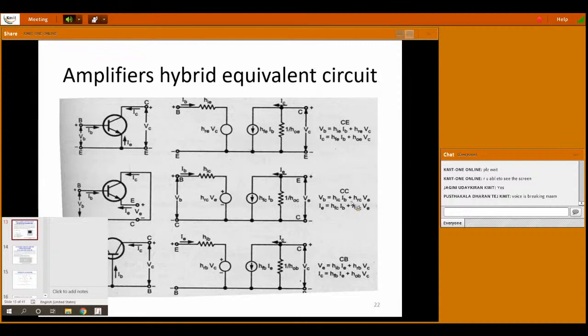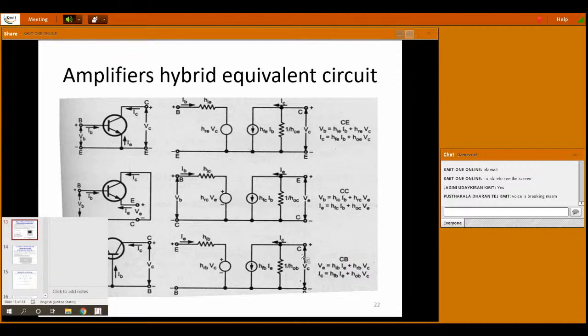In the same manner, in common collector configuration, our input is the base and your output is at the collector terminals. Here the independent variables are base current, the input current, and output voltage. In common collector, we are collecting the output at the emitter, hence it is VE. Next, the dependent variables are your input voltage and your output current IE. So VB equals HIC into IB plus HRC into VE, and output current IE is equal to HFC IB plus H0C into VE.